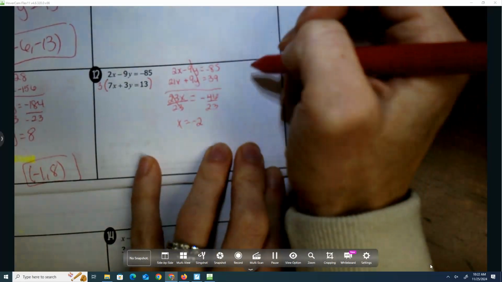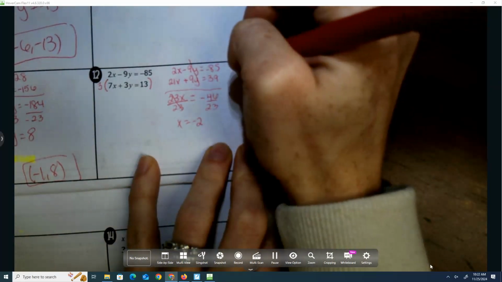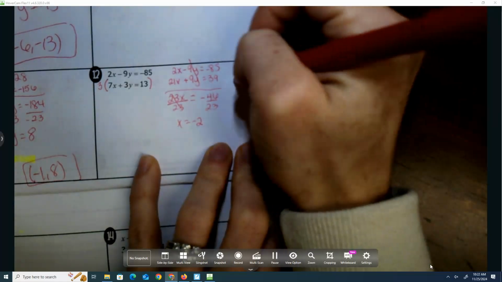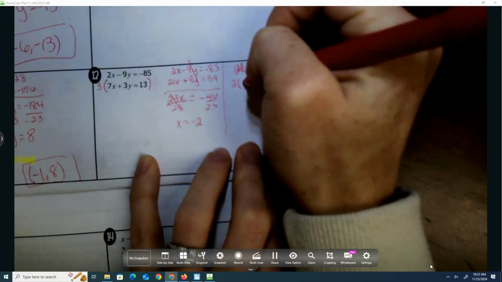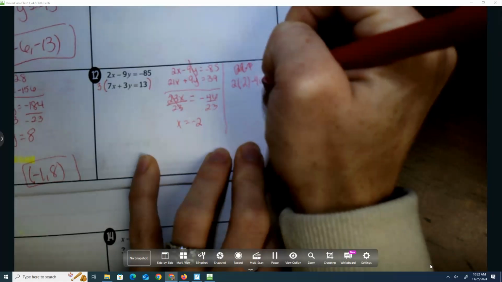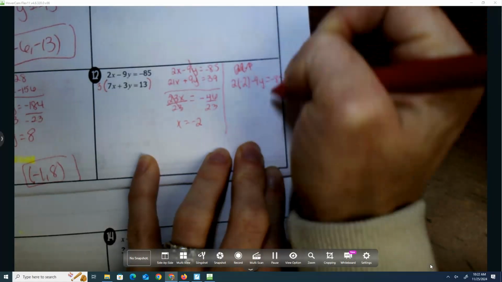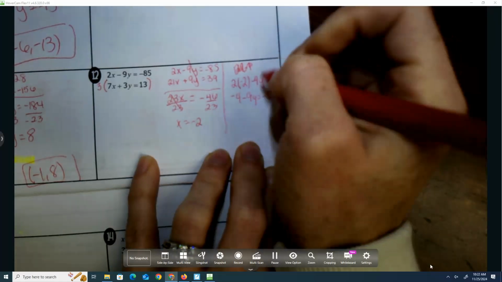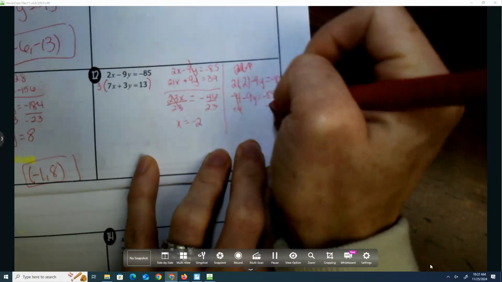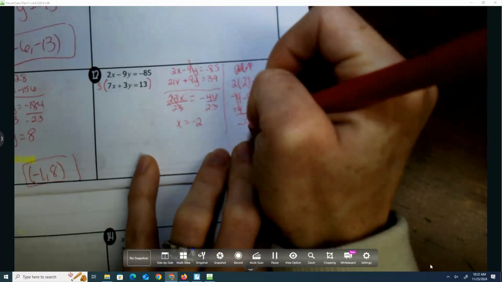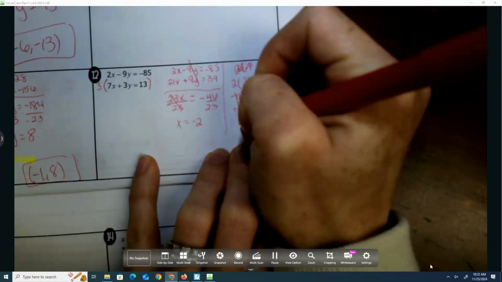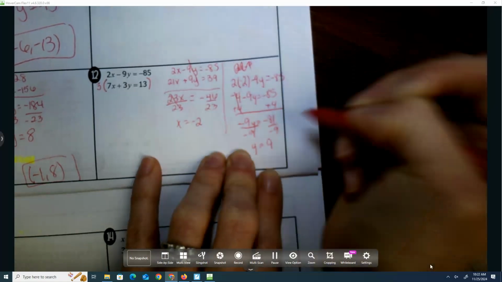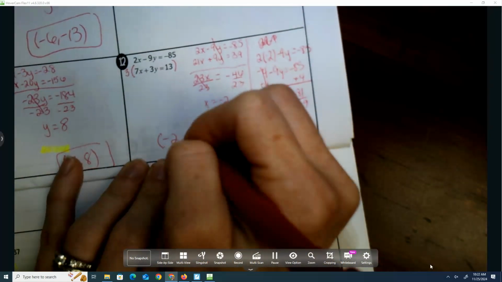All right, to find y, we plug that back in. So we have 2x, and my x is -2, minus 9y equals -85. So -4 minus 9y equals -85. Add my 4. Divide by -9. And we get positive 9. So -2, positive 9.